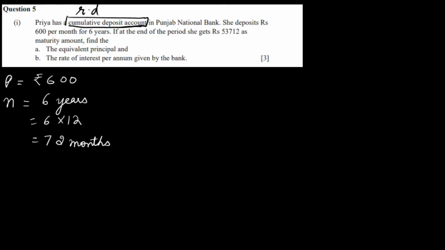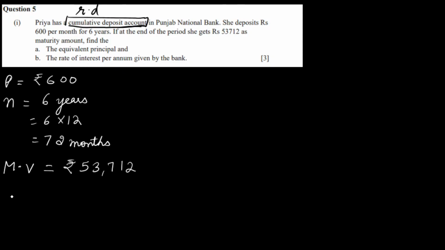If at the end of the period she gets 53,712 as a maturity amount. So maturity amount is also given to us, that means maturity value. Here if it is mentioned as interest, that means interest is given to us. Now it's mentioned as maturity amount, that means MV is given to us, maturity value. So this is equals to 53,712.